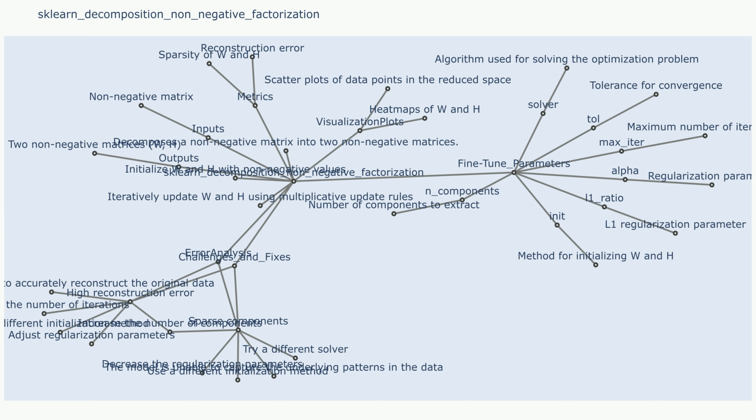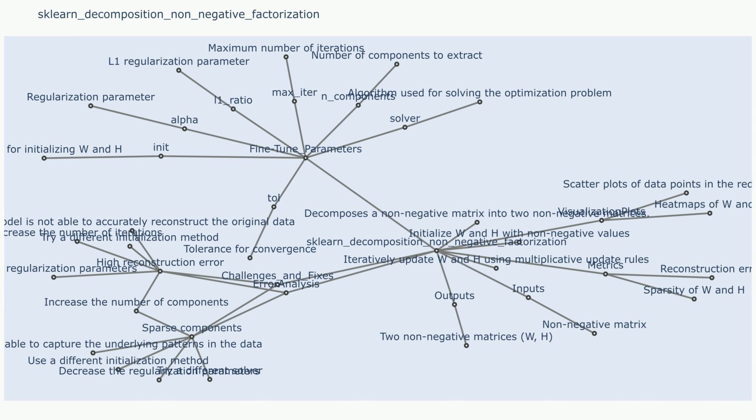Inputs. Input 1: explain in detail X, a non-negative matrix of shape n_samples, n_features. Each row represents a data point, and each column represents a feature. n_components, the number of components to extract. This parameter controls the desired level of dimensionality reduction.